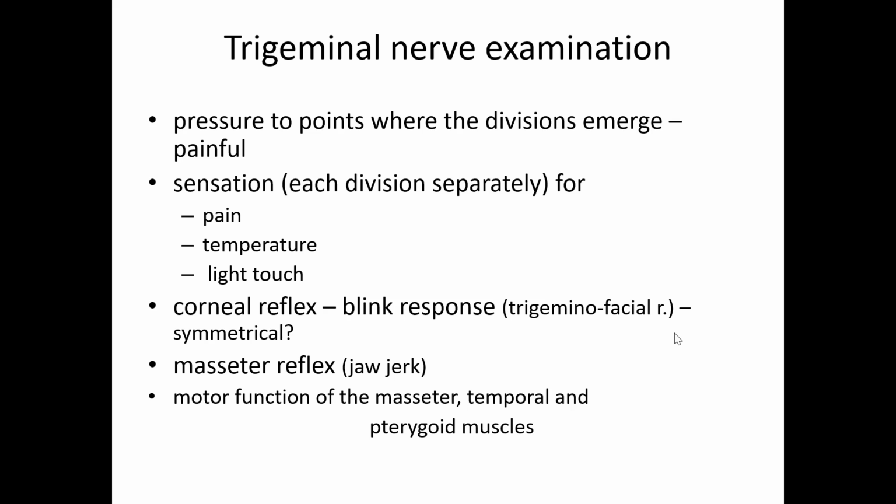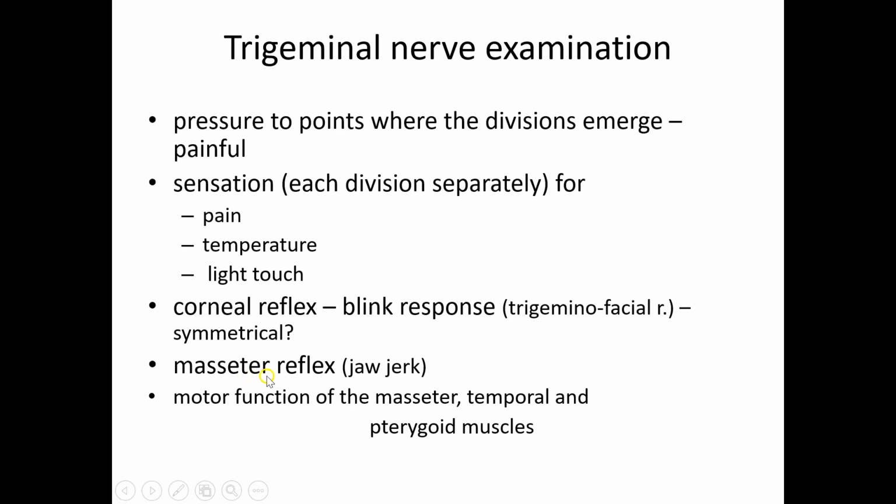What you check for in trigeminal nerve examination, you check for pressure points where the divisions emerge. It may be painful and indirect evidence that there is some problem. You have to test for sensations. Each division is tested separately, and you check for sensation, pain, temperature, and light touch. Cranial reflex, blink response, in which the sensory component is by trigeminal nerve and its motor component is by facial nerve.